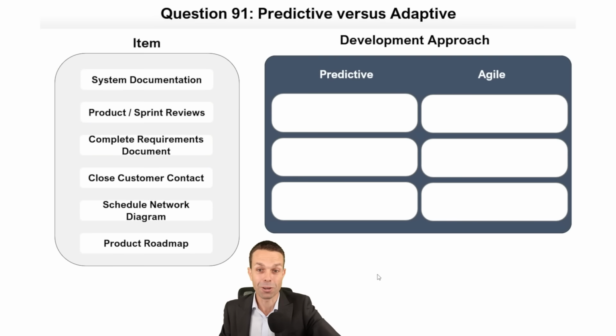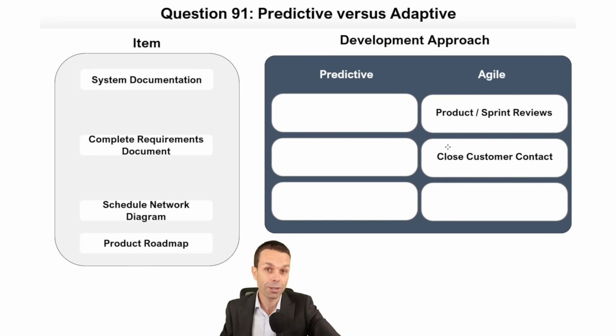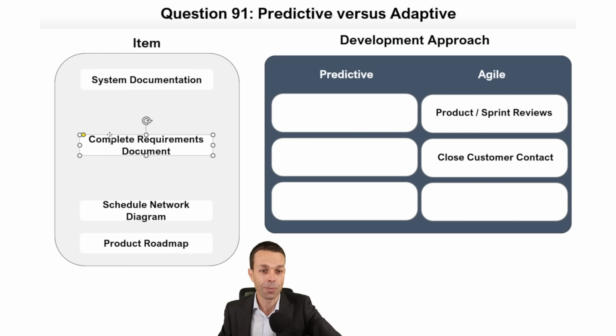Okay, one of my favorites, Agile versus predictive. Now, what have we got here? Agile's pretty simple. I love this stuff. Product and sprint reviews. Definitely. We're having a sprint review at the end to see if our increment matches what the customer wanted. Close customer contact we're always going to have. So we prefer talking face-to-face to get all of those extra visual cues and tonality cues that you don't pick up on when you're sending an email.